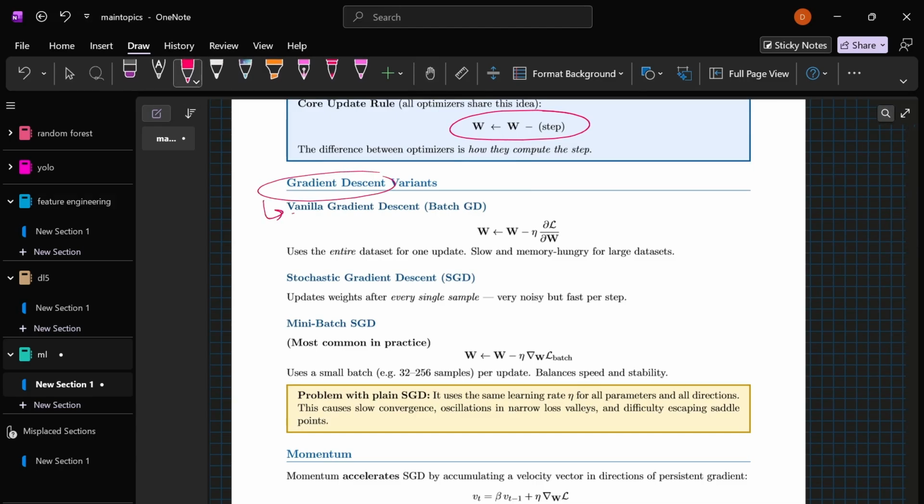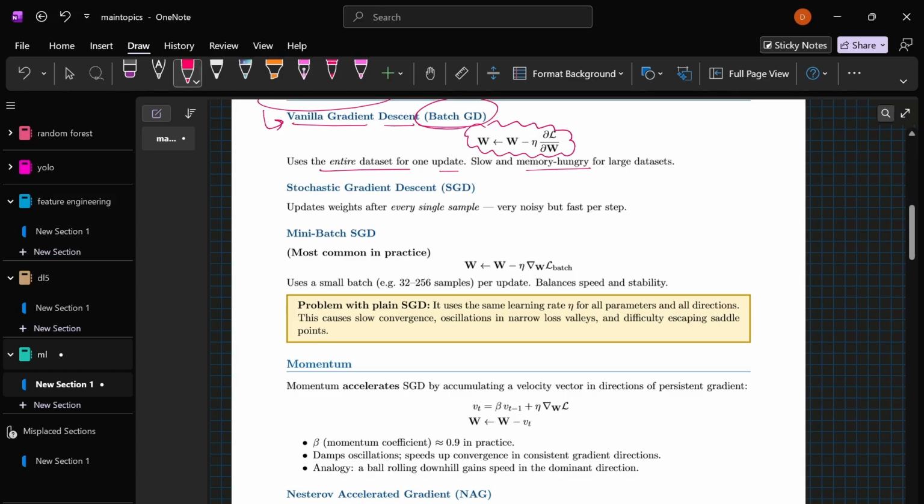One is the vanilla gradient descent, also called batch gradient descent. Now we take the entire dataset, compute the gradient and then update the weights once. The problem is that if you have millions of data points, this is incredibly slow and eats up a ton of memory. So we have stochastic gradient descent (SGD), which updates the weights after every single sample. Super fast per step but very noisy.